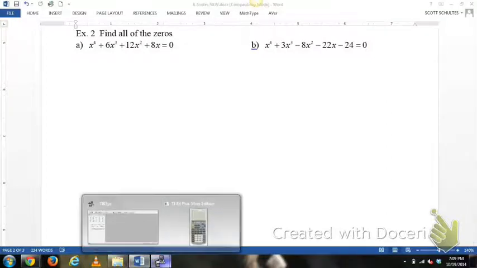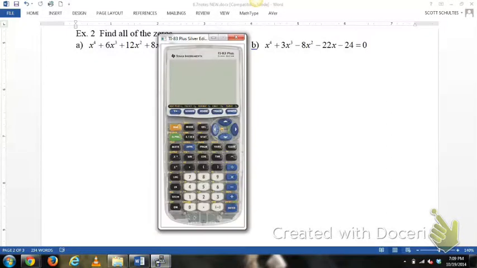So let me bring up my calculator. When you do this, we want to type in y equals the exact polynomial. So I'm going to use x raised to the 4th plus 3x raised to the 3rd minus 8x squared minus 22x minus 24, and I'm going to hit graph, and that's what I see.